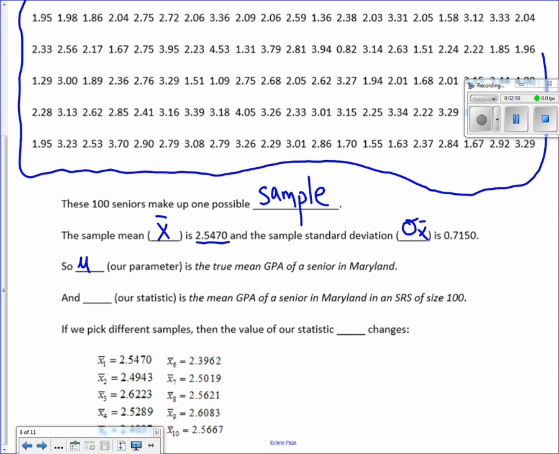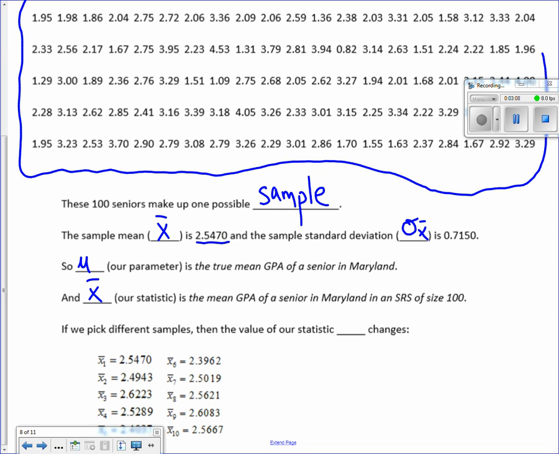Our parameter that we identify as mu is the true mean GPA of a senior in Maryland, which we could possibly know based on computer information or a database. And our statistic, which we identify as x bar, is the mean GPA of a senior in Maryland in a simple random sample of size 100.